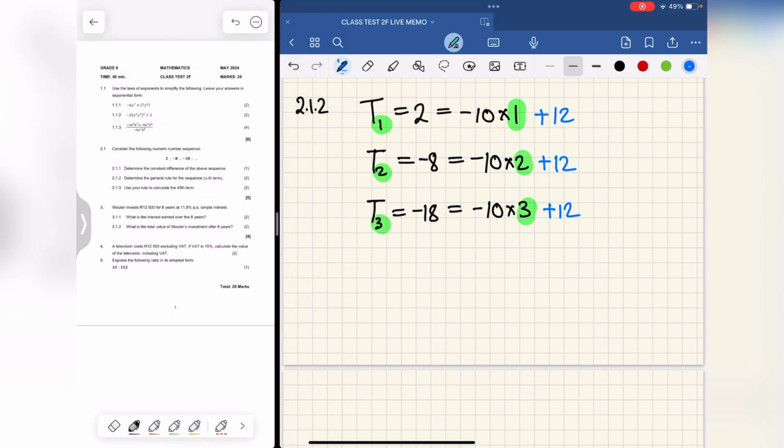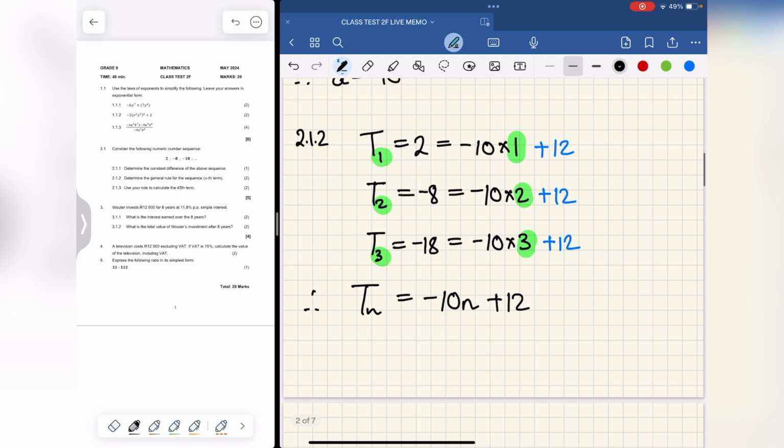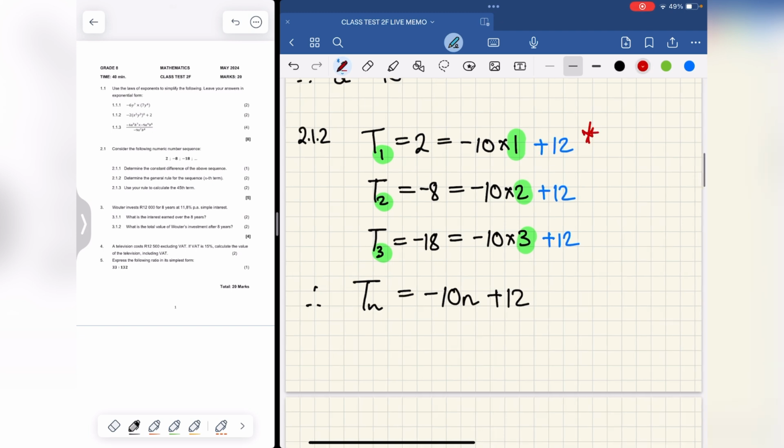So it works. So that means that if I take Tn, I take negative 10, I multiply it by n, and I add 12. That will be my rule to get any term. Of course, just remember, you don't have to do it for all 3 terms. You can just do it with the first one to get what needs to happen, and then you can go straight from doing it here, and you can go all the way and just conclude that your general term will look like that.